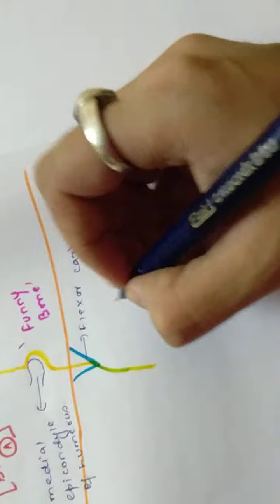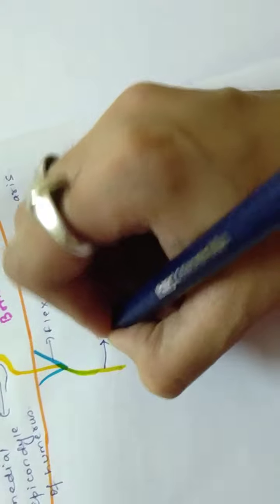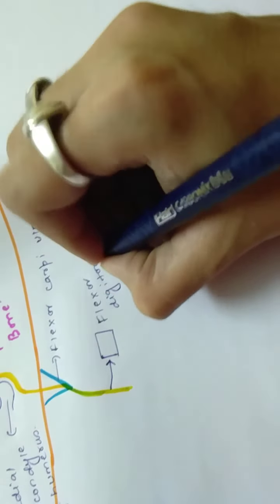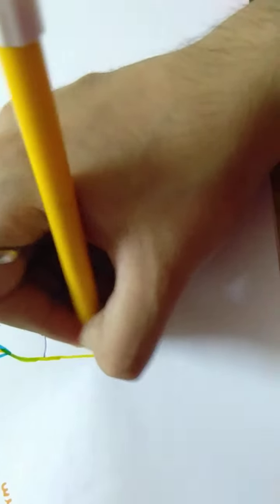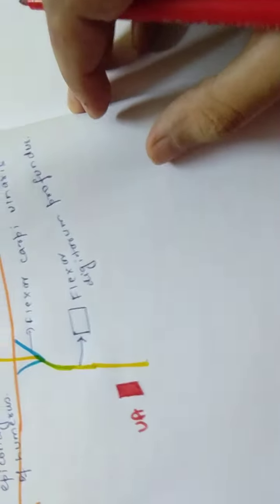And what lies on the medial aspect? On the medial aspect, there lies a muscle which is called flexor digitorum profundus. Now, when the ulnar nerve is descending downwards, it is accompanied by the ulnar artery. The ulnar artery lies over here. It's accompanied by the ulnar artery.